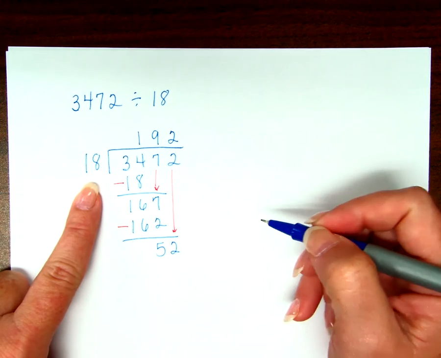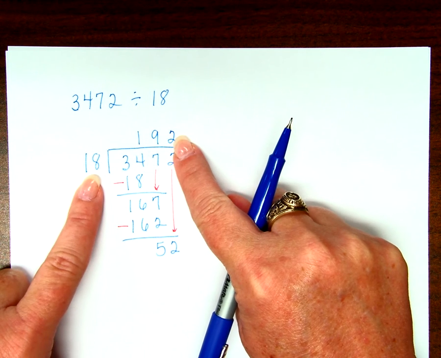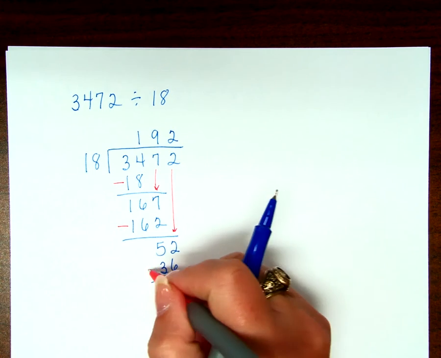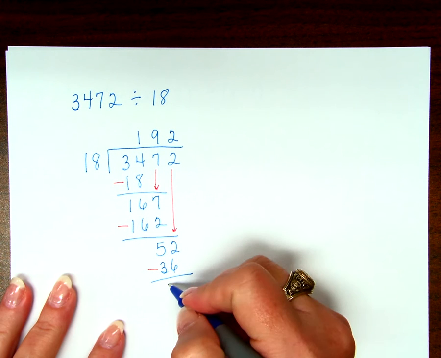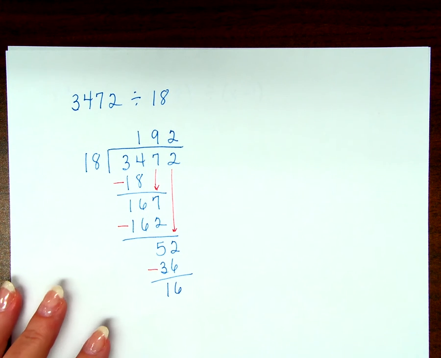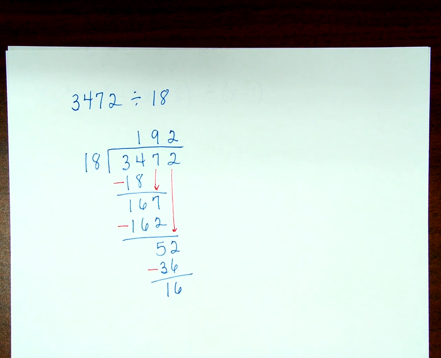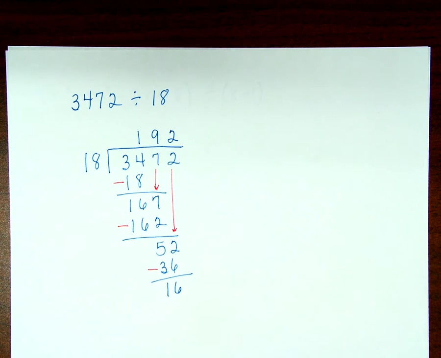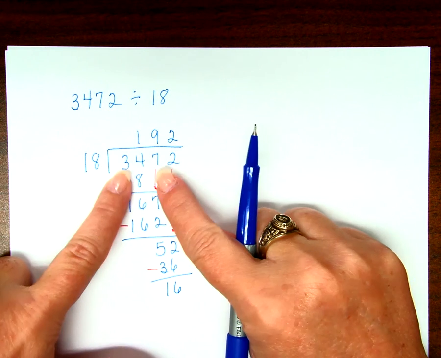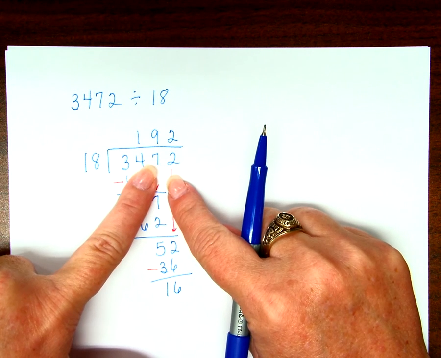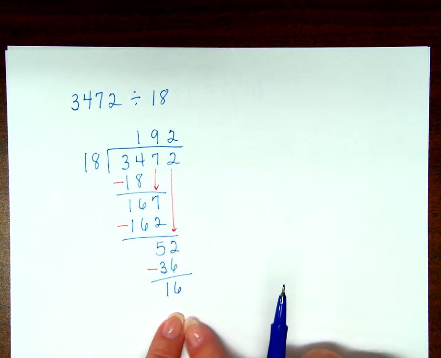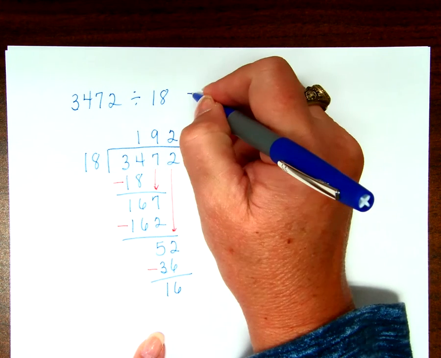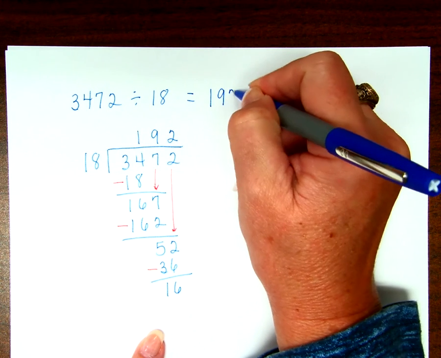2, right? 2 times 18. 36. And subtract. And you get 16. What would you do now? You'd put a decimal here and add some zeros, right? We don't want to do that. I wanted to know how many times 18 went into 3,472, right? So I got 192, but I also have this. What is this? The remainder, right? That's the remainder. So if I'm writing an answer, I would write 192.